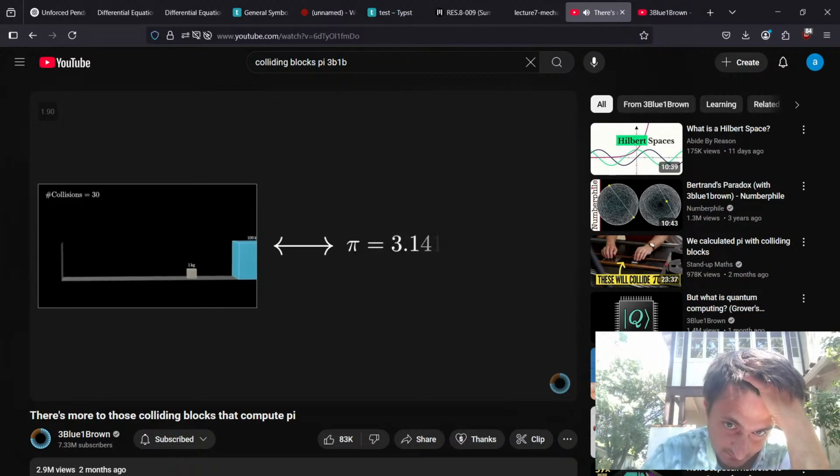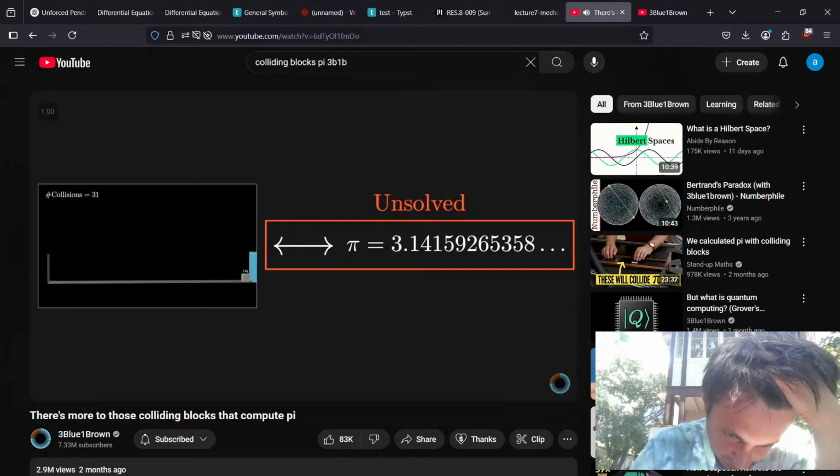Also, the whole crowd pleaser is that this is connected to pi, but very technically speaking, that full connection to pi is an unsolved problem. I'll explain what I mean at the end here.